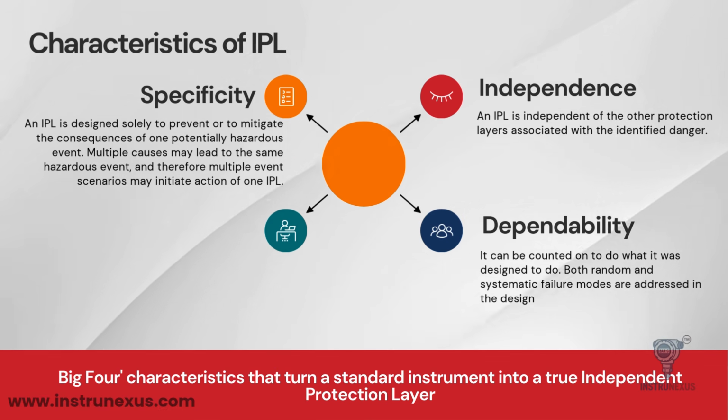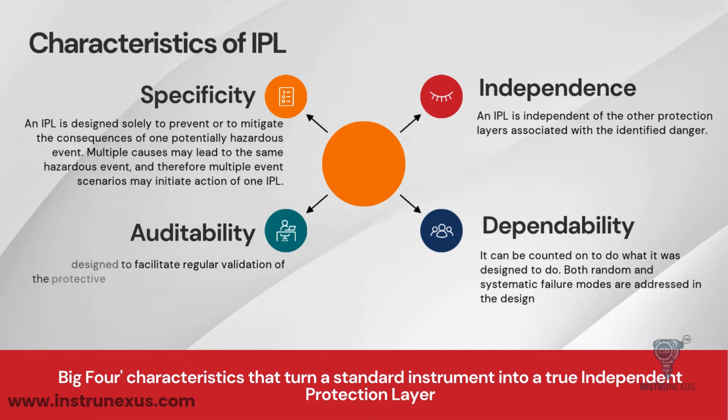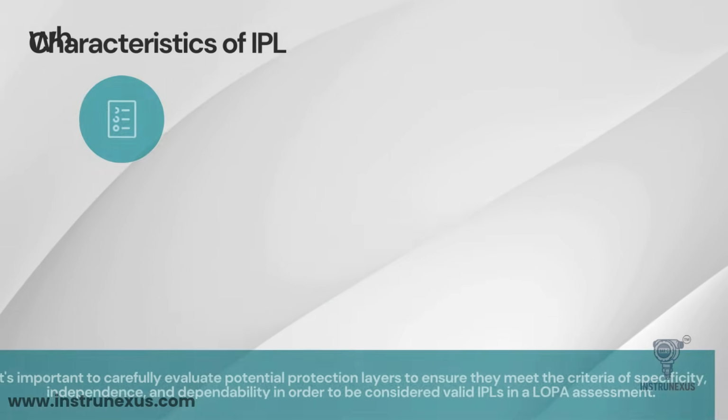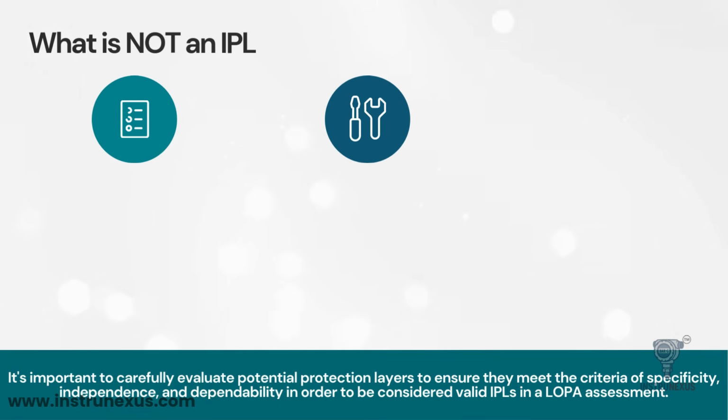The design must account for both random and systematic failure modes, ensuring it does exactly what it was designed to do. Finally, auditability. If you can't prove it works, it's not an IPL. The design must allow for regular functional testing and validation to ensure the safety system is active and ready.